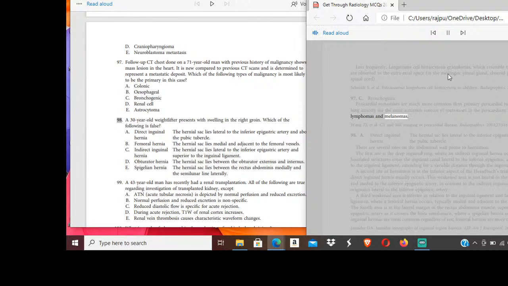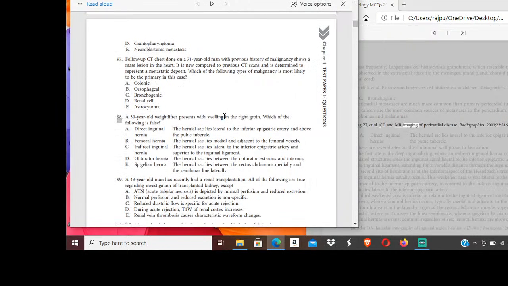followed by lymphomas and melanomas. Wang ZJ, et al. CT and MR imaging of pericardial disease. Radiographics.